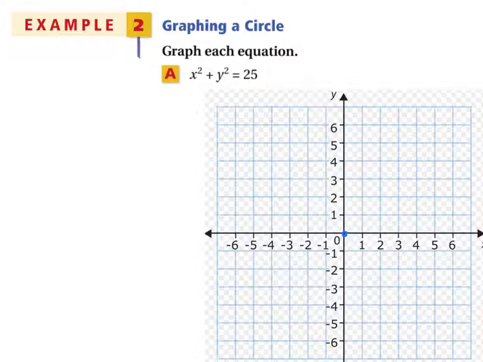Now from there, our radius is r squared. r squared would be 25, so our radius is just 5. So we're going to go in 5 in all directions. And this is where you just do the best you can at drawing a circle. And there will be a circle with a radius of 5 and a center at 0, 0.